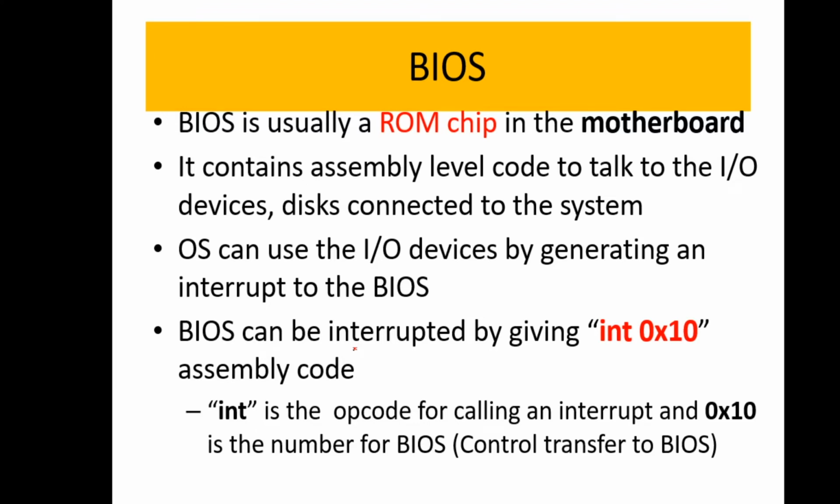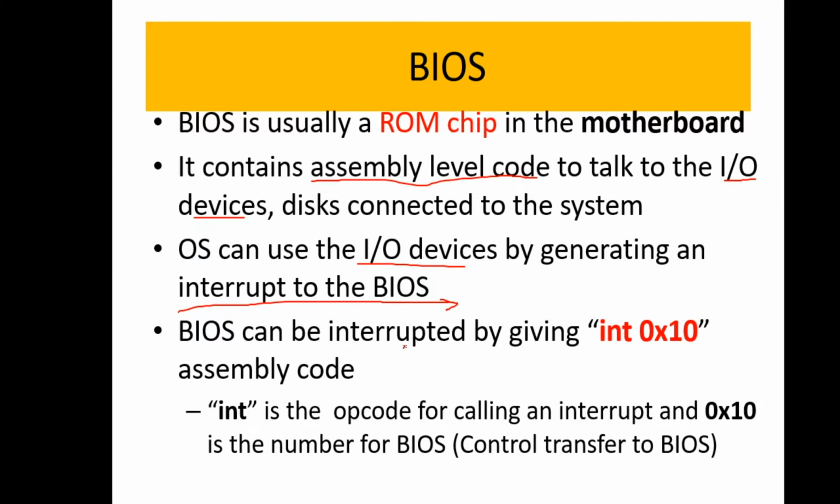So let us see what this BIOS is. The BIOS is usually a ROM chip placed on the motherboard. It contains assembly language code, through which it talks to the IO devices, and the disk gets connected to the system. The operating system can use these IO devices by generating an interrupt to the BIOS. So interrupts play a vital role in accessing the BIOS.